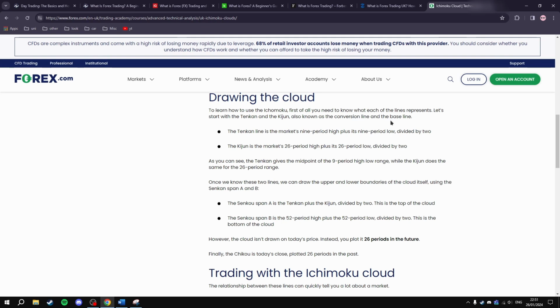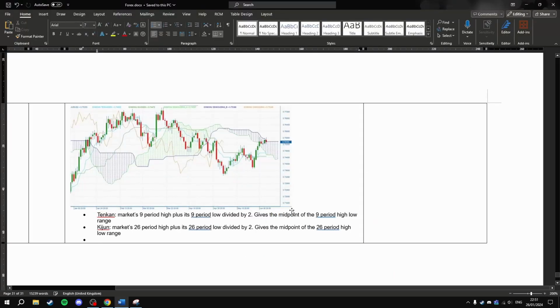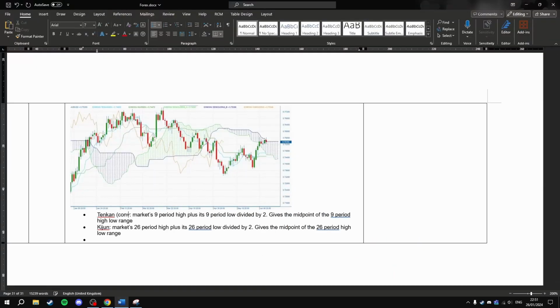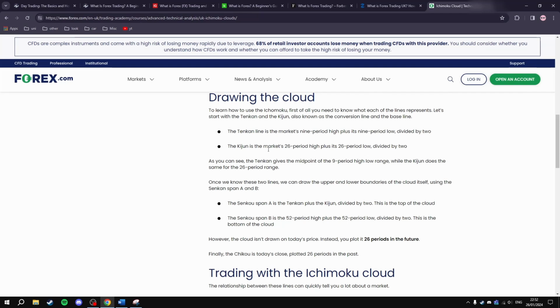Also known as a conversion line. Tenkan, which is conversion. Kijun, base. Right.